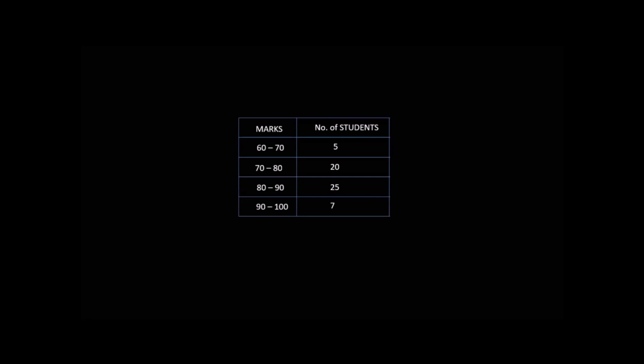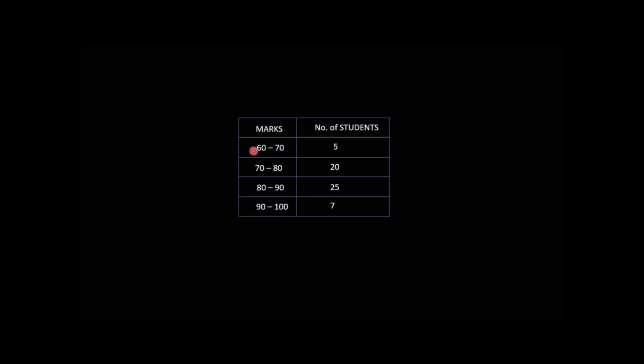Let's say you've got a data set that looks like this. As usual, in your first column, you've got your class intervals for your marks, 60 to 70, 70 to 80, 80 to 90, and 90 to 100. And in the second column, you've got your frequencies or number of students. The frequency for the first class is 5, then 20, 25, and 7. So what is different between this data set and the one that we saw previously when we drew our histogram?